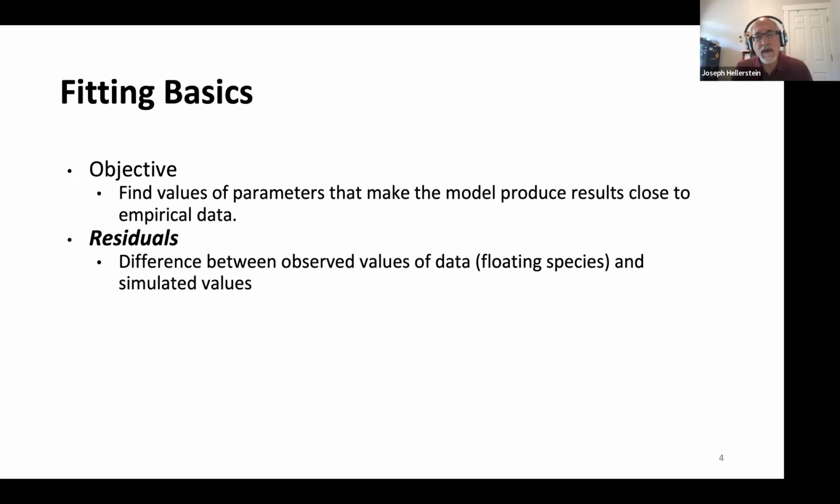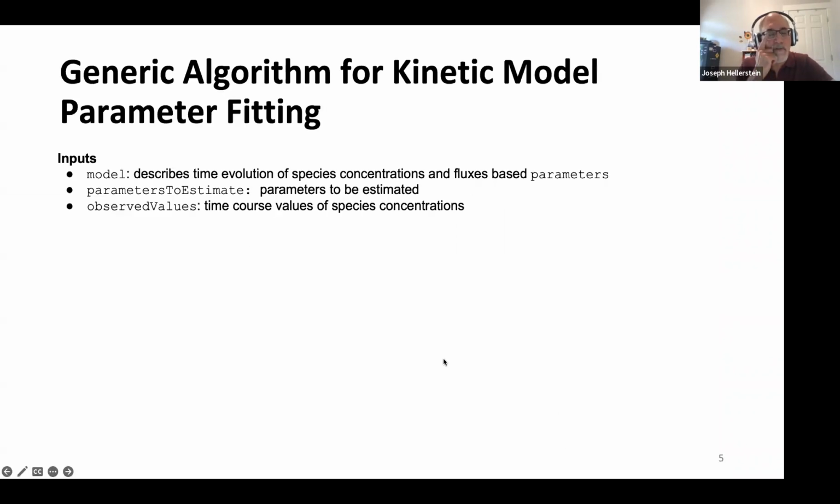And the other thing is that we have many floating concentrations that we're interested in. Mostly, I'm just going to talk about floating species whose concentrations vary over time. They're not controlled by an experimental environment. Someone could also consider the chemical fluxes of reactions, but in this discussion, I'm just going to focus on floating species. So the core concept here is this notion of residuals.